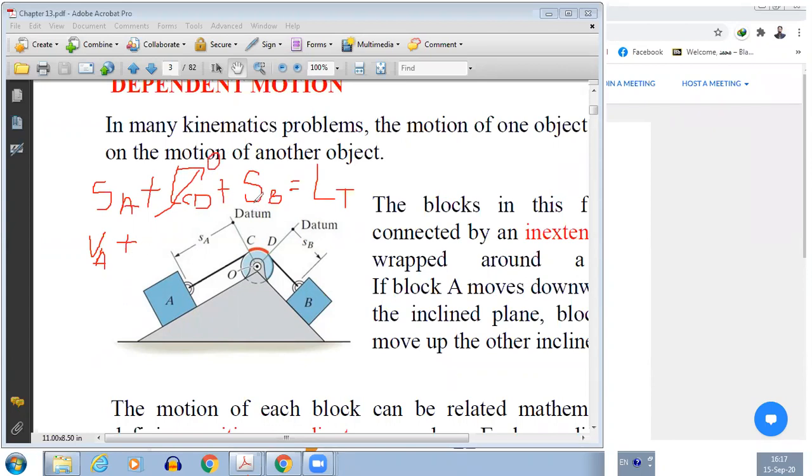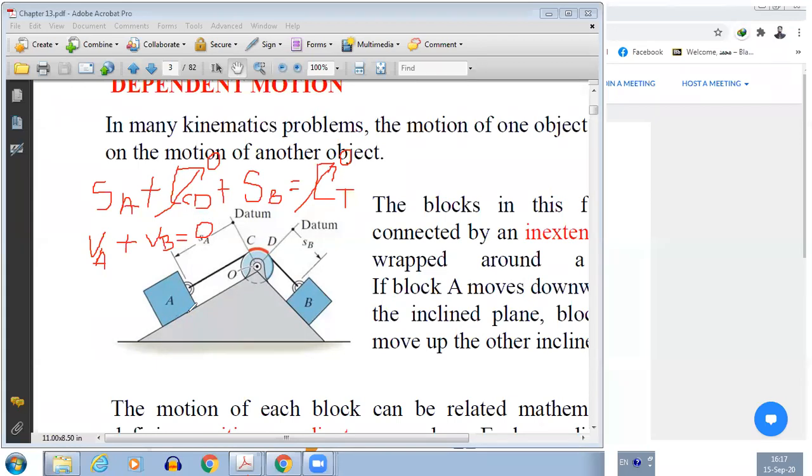Then we have SB. SB is a variable. When you differentiate it with respect to time, it becomes VB, equals LT. LT is the total length of the rope. Do you think the total length will change? The total length will not change. So particle A can move up, can move down, particle B can move up, can move down, but the total length of the rope will remain the same. So it becomes a constant. When you differentiate a constant with respect to time, what happens? It goes to 0. So this becomes our equation for the rope.